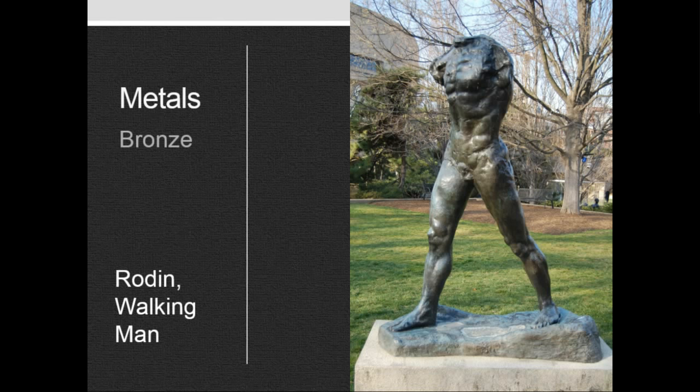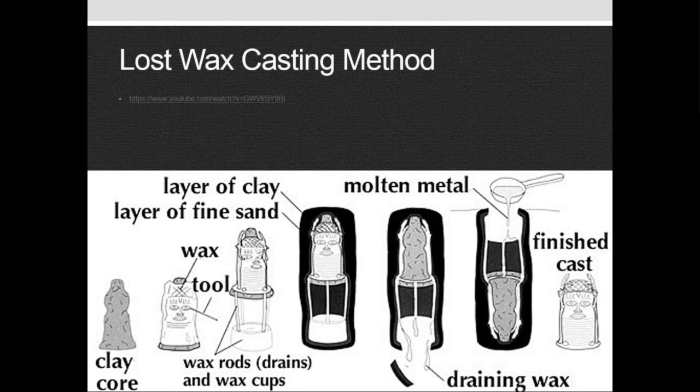Of course, metals show up quite frequently as a sculptural media. Here you have an example of a bronze work, Rodin's Walking Man. And one of the reasons people have liked to use bronze as a sculptural media is it is fairly lightweight, but durable. And one of the casting methods we use is called the lost wax casting method.